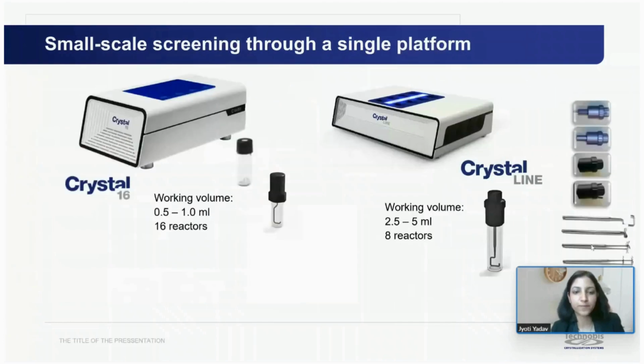So this brings us to the importance of small-scale analysis during crystallization screening. These single platforms facilitate rapid screening and precise control, making crystallization research more accessible and less cumbersome. Crystal 16 has 0.5 to 1 ml of working volume with 16 reactors, and Crystalline has 2.5 to 5 ml working volume and 8 reactors. The facility of multiple reactors and small volume gives these instruments an advantage over any conventional crystallizers.